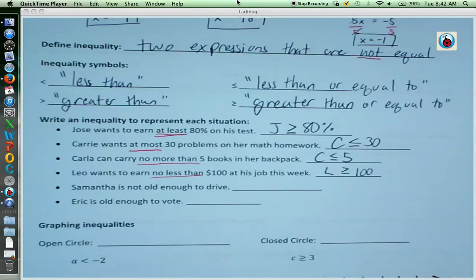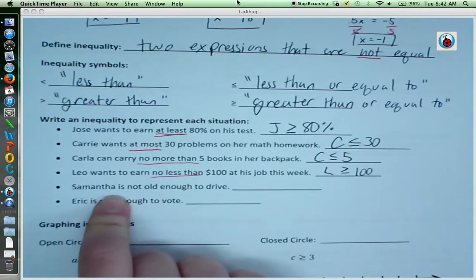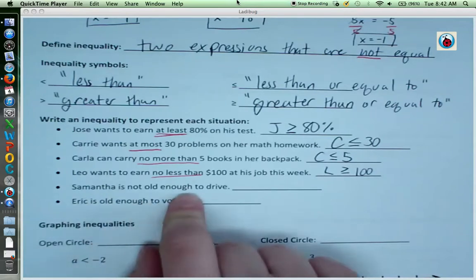Samantha is not old enough to drive. It's a little bit vague. We don't know if this is talking about a learner's permit or a driver's license. I'm going to assume it's a driver's license, which you can get when you are 16. So I'm going to assume that this tells me that Samantha is not yet 16. Maybe she's 15. Maybe she's 15 and a half. Maybe she's still a baby. We don't know how old she is, but we do know she's not old enough to drive.